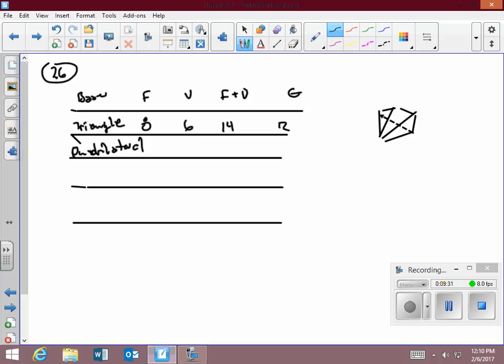So the quadrilateral, and we want faces. 10. Okay. 10 faces. How many vertices? Okay, 8. So then that's 18. And then how many edges are there? 16.